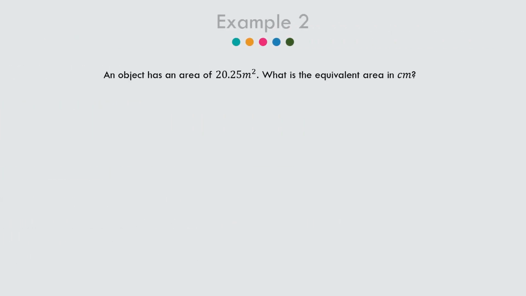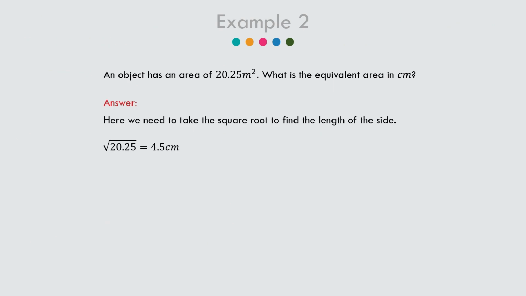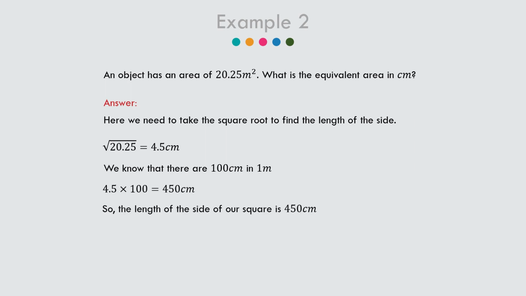In this example, we're going to convert the area of an object into centimeters squared. Here we are told that the area of the shape is 20.25 meters squared. Here we just need to take the square root to find the length of the side. This gives us the answer 4.5 meters. We know that there are 100 centimeters in 1 meter, so now we just multiply 4.5 by 100 and we get the answer 450 centimeters. Finally, all we have to do is square the side to get our answer. This gives us the answer 202,500 centimeters squared.